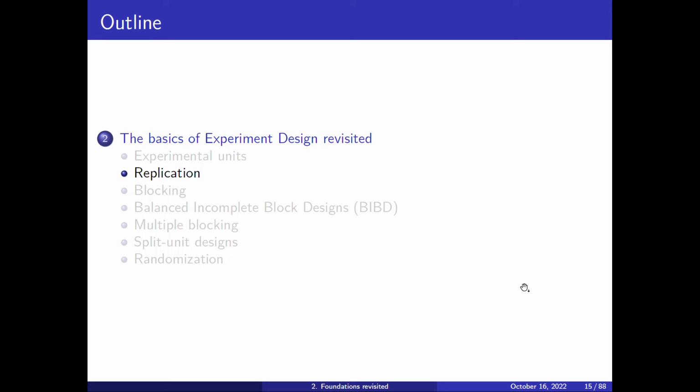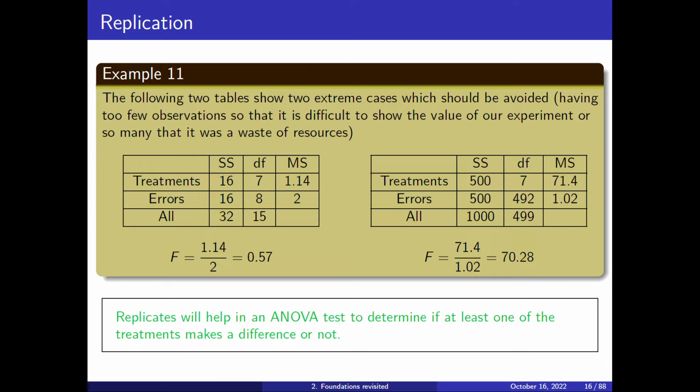Let us now expand some ideas about replication. In the following two tables, what we have are extreme cases of experimental situations we should avoid. Okay, so let's see what they are.